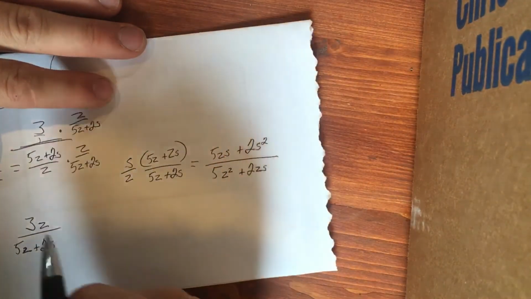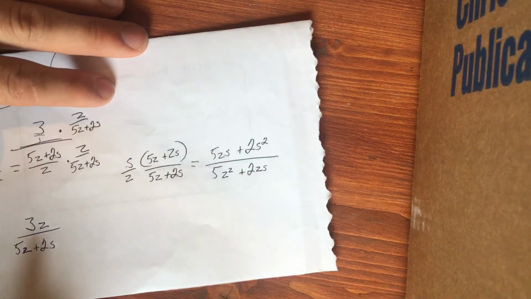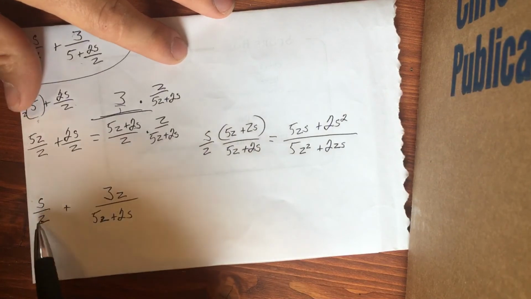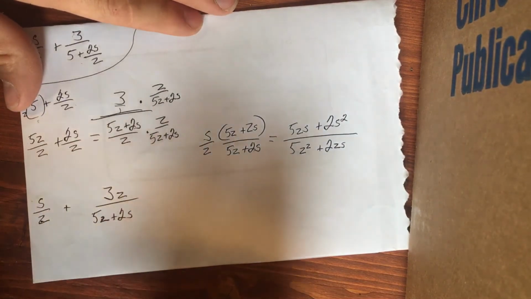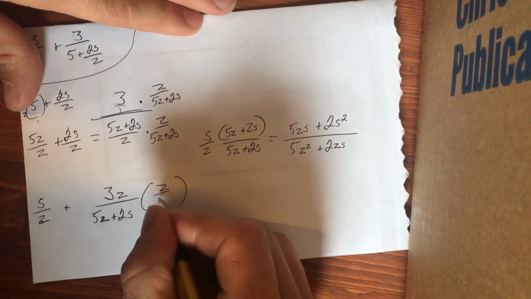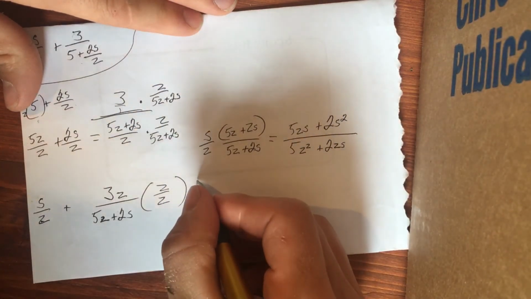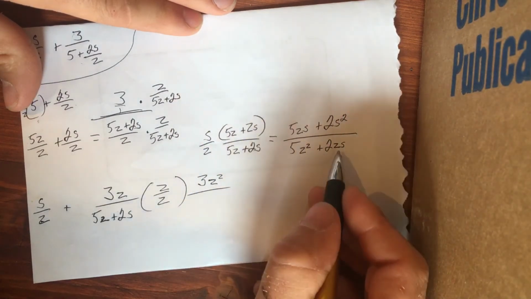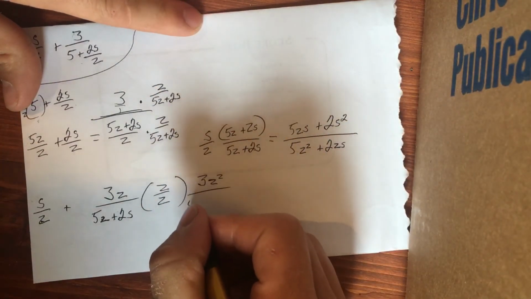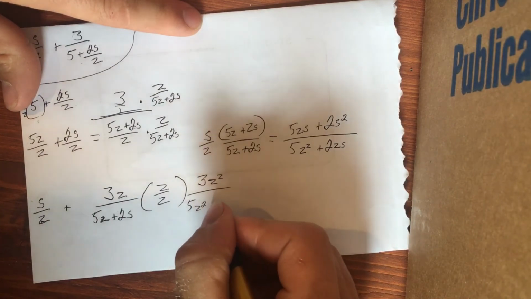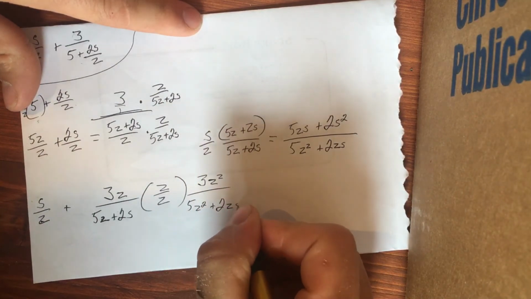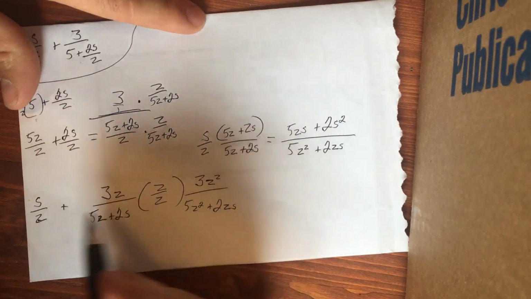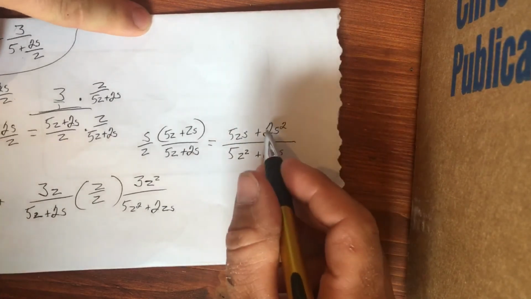Okay, and now let's multiply this guy by our z. So z over z. And we get 3z squared over, and it's the same denominator as we've got there, 5z squared plus 2zs.